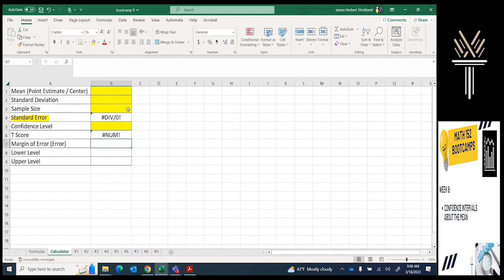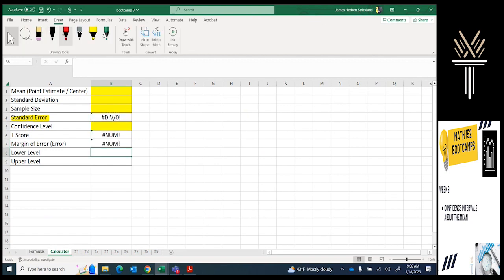And we know margin of error is always defined as your critical value times standard error. So those two calculations we just did. And then remember what a confidence interval is. It's some center minus our error calculation. That's our lower level. And then some center plus our error calculation. And by error, I mean margin of error.